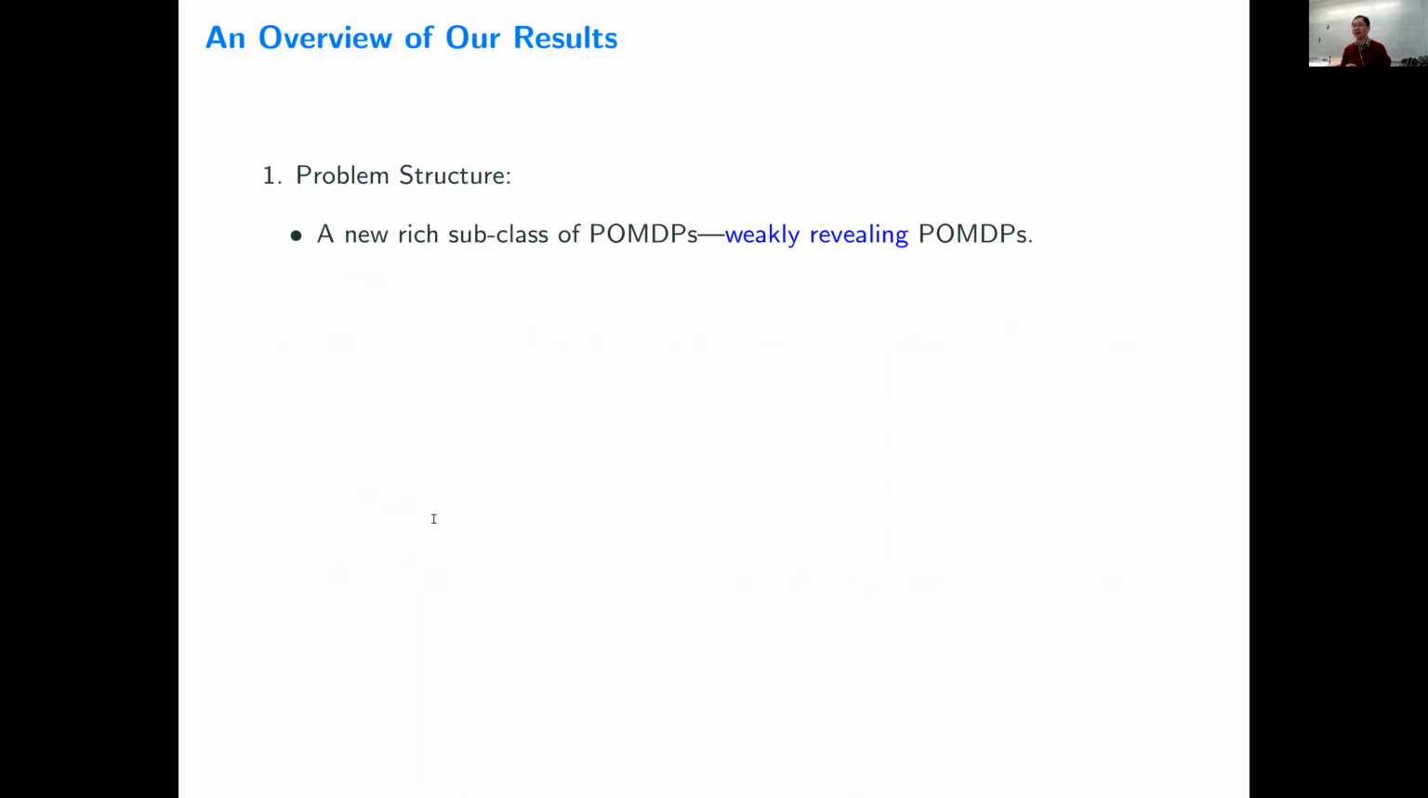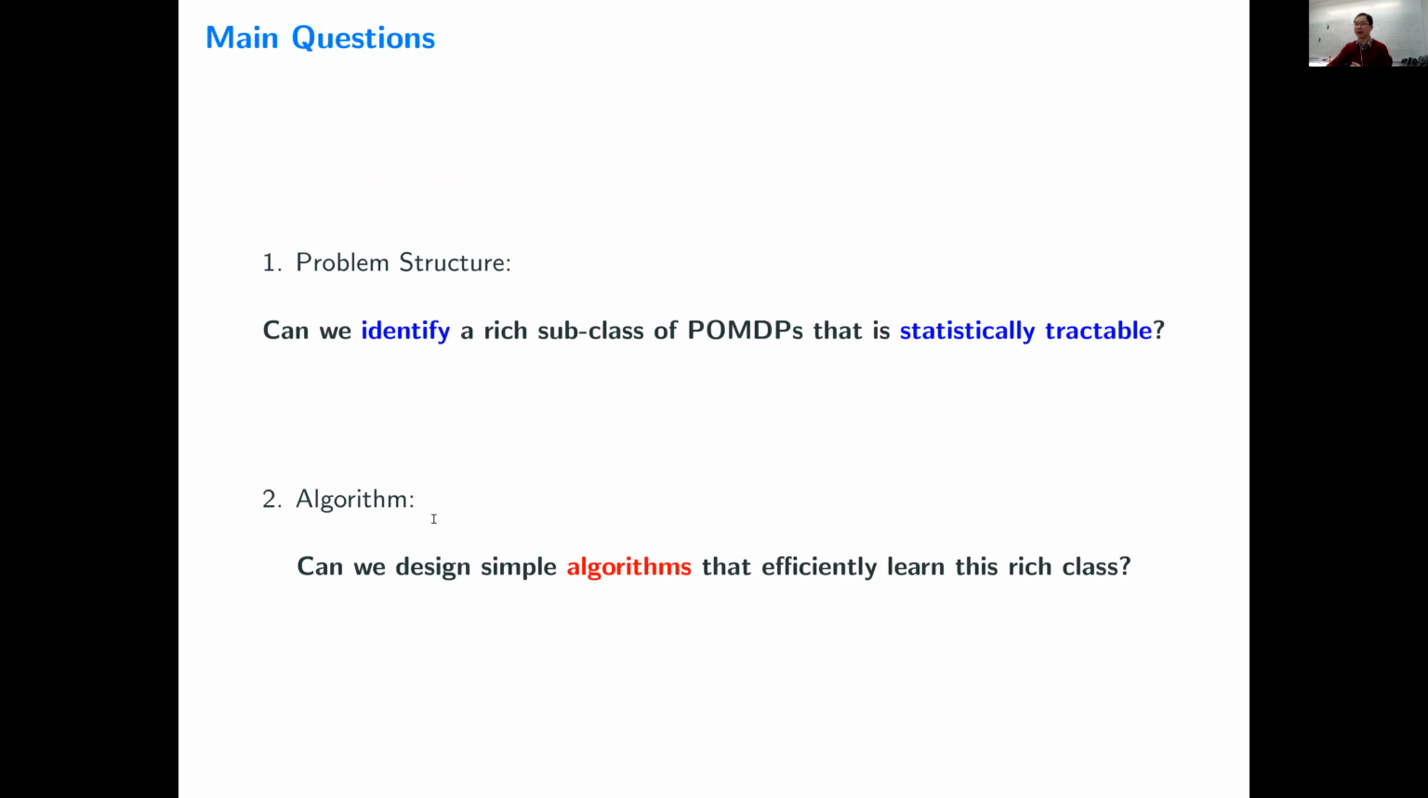So the talk is 1 hour. To avoid you getting completely lost in the later parts, I will just quickly give an overview of our results and we will go into details later. So remember, we have two questions. One is about problem structure, the other one is about algorithm.